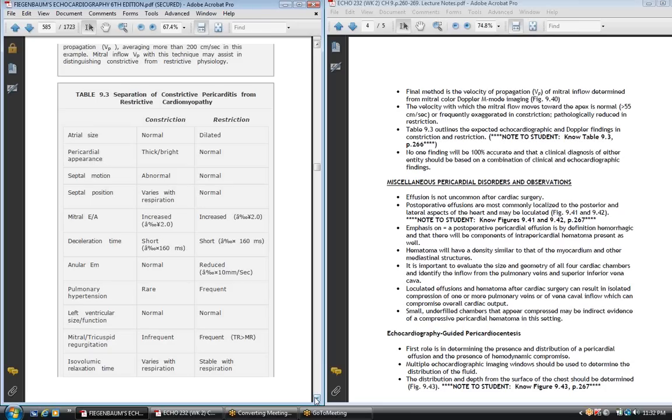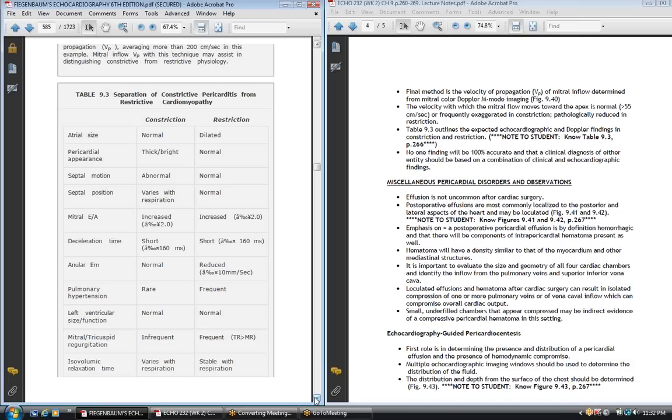Mitral E to A is increased in both. Deceleration time is short in both. Annular E motion is normal in constriction, reduced in restriction. Pulmonary hypertension is rare in constriction, but frequent with restriction. Left ventricular size, normal in both. Mitral and tricuspid regurgitation is infrequent in constriction and frequent in restriction, typically TR greater than MR.